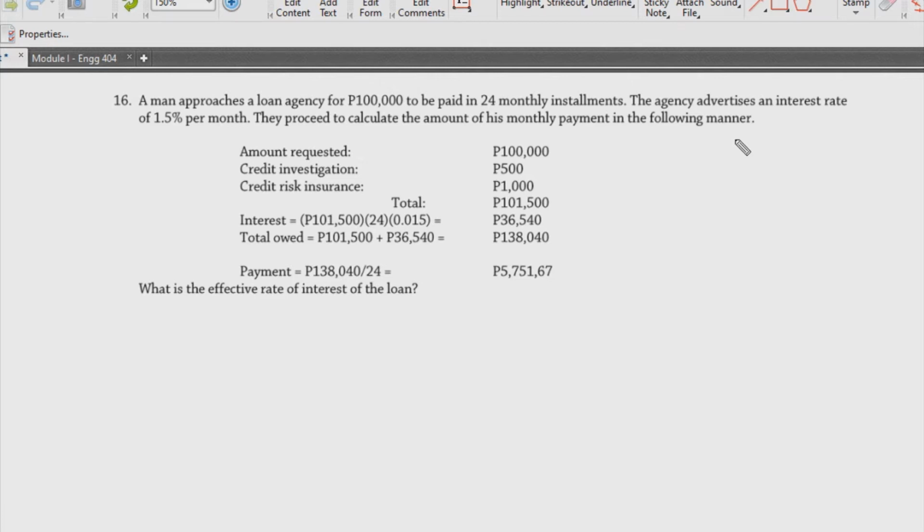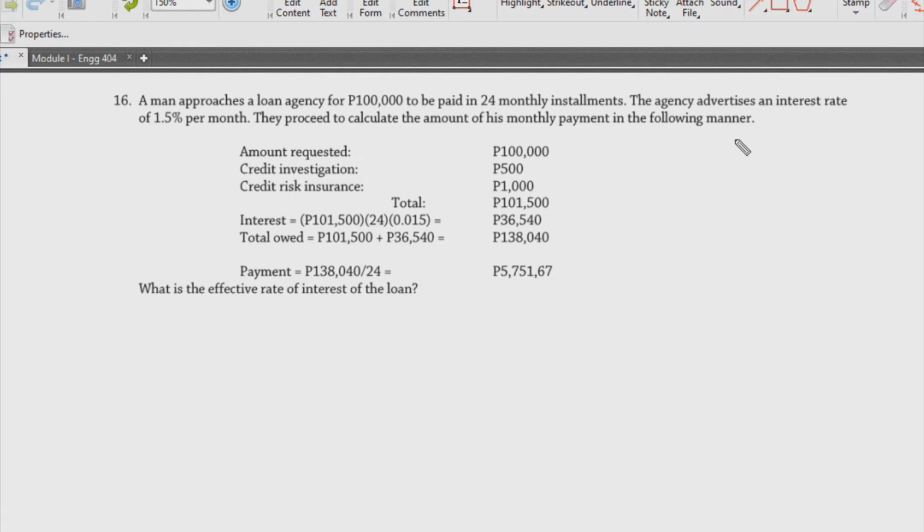So, nag-request ka ng amount na 100,000 and then if I want to make sure na babayaran mo ako, so I need to have this credit investigation, credit card risk insurance. So, kabuuan nun is 1.5. So, a total of 101,500 yung simula natin na payment, no? Now, if we want to compute for the total interest within the 24 monthly installments, ginamit lang natin yung ating simple interest which gives you 36,540.